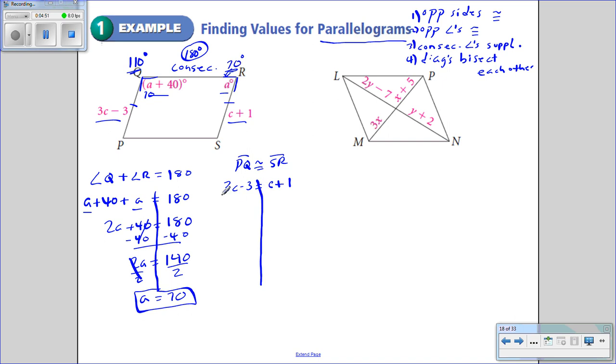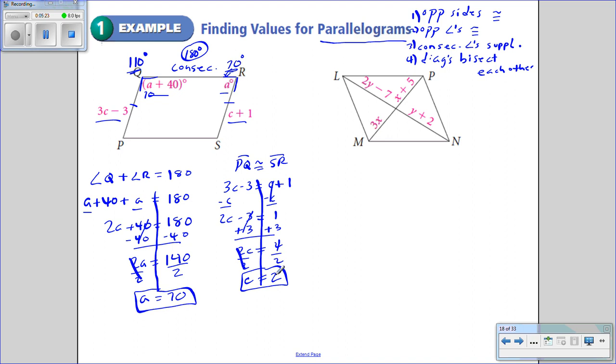First thing I'm going to do is get the variables on one side. So I'm going to minus C from both sides. That gives me 2c minus 3 equals 1. Add 3 to both sides. Cancel those out. 2c drops down. And over here we have 1 plus 3, that's 4. Finally divide by 2. And c equals 2.